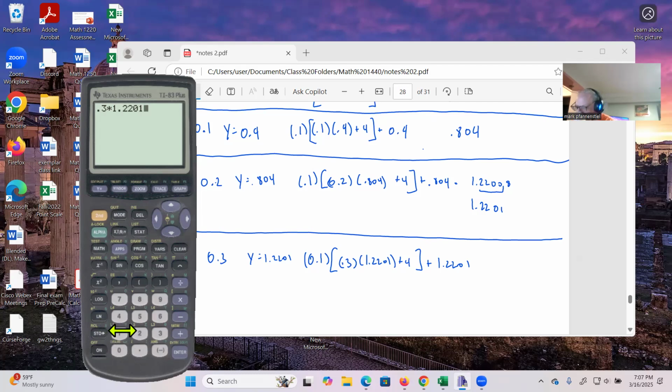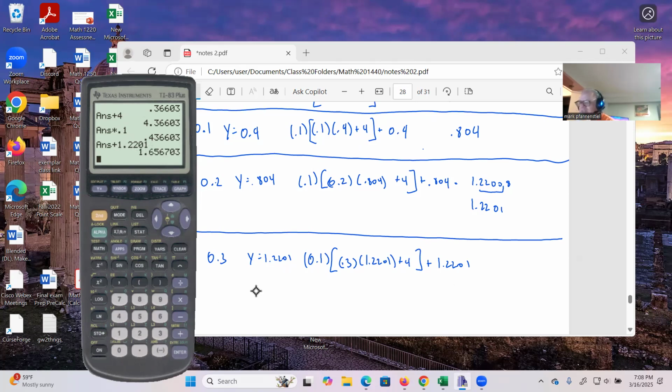That was the previous value we had. So we get that product out of the way. We're going to add 4 to the whole thing. Then we're going to multiply this by 0.1. So again, we just move the decimal place. Then we're going to add that to the 1.2201, and that's going to be our next y value.